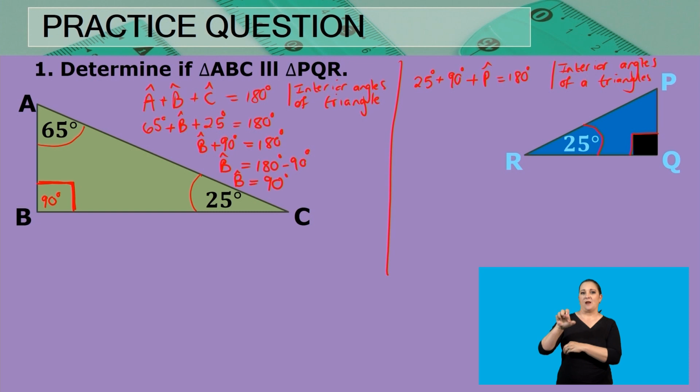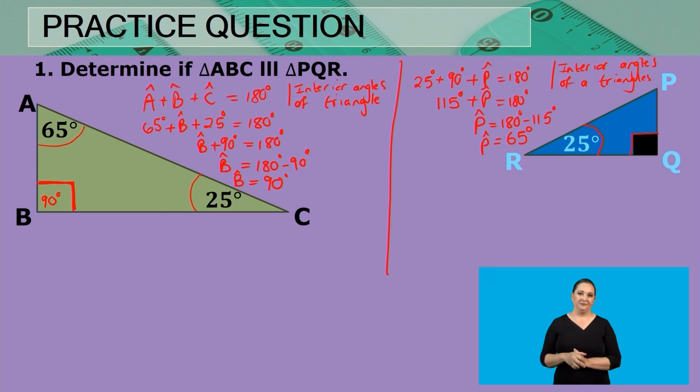So 90 degrees plus 25 degrees gives us 115 degrees, plus angle P is equal to 180 degrees. If we use the additive inverse of 115, we are left with a value for P of 65 degrees. So we can see that angle P is 65 degrees.